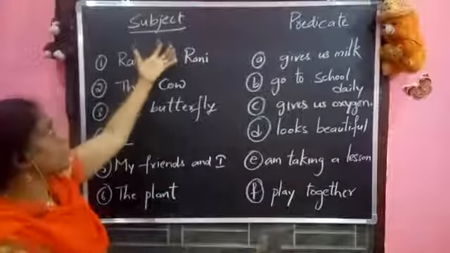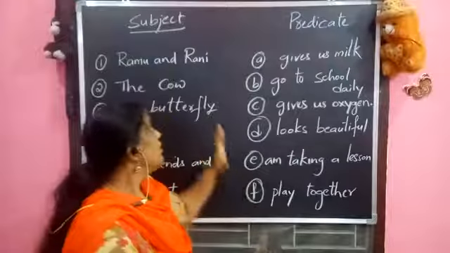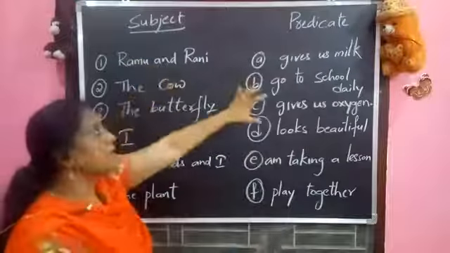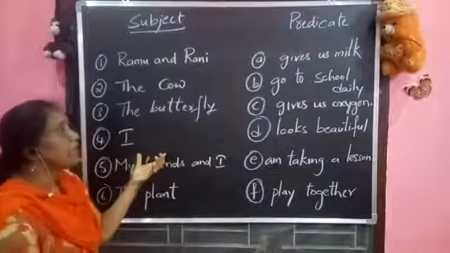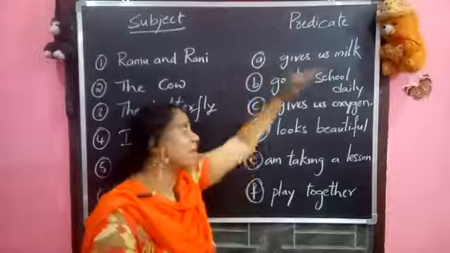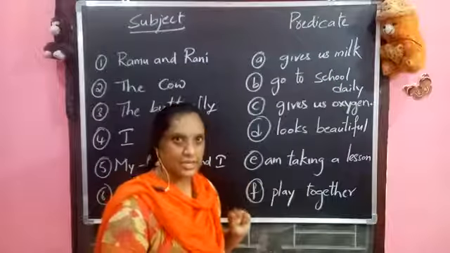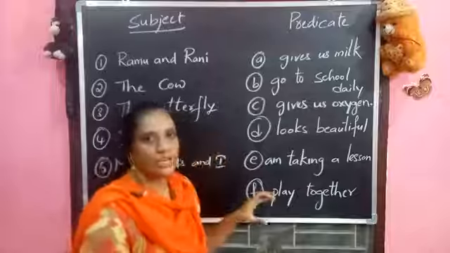Kids, here you can see subject part and predicate part. Now, if we see the subject part and predicate part, simply the subject part doesn't give any meaning. But when we join the subject part with the predicate part, then we can get a meaningful sentence. So, let us go with this exercise.